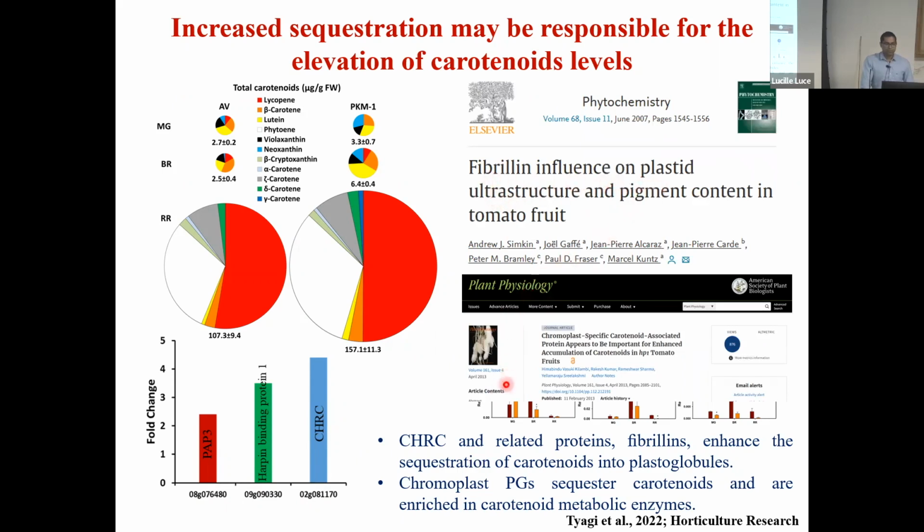So overexpression of this results in increased carotenoid content and carotenoid volatiles. Similarly, in the tomato high pigment mutant, which accumulates a high level of carotenoid, they also have a high level of CHRC protein.